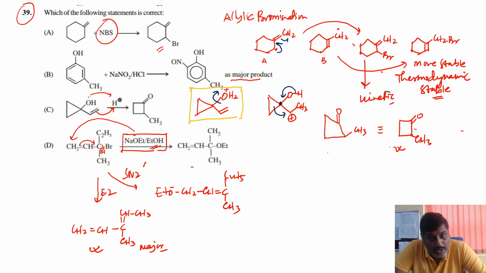If EtOH is not there, then EtO minus is best as SN2, and as SN2 we could have taken this SN2 prime path. But as EtOH has been given, you must understand that E2 is the most prominent path, right? Okay, thank you. We will move to the next question.